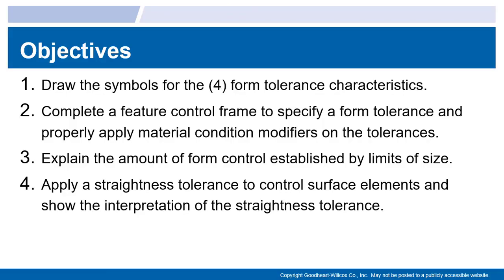So our objectives for this lesson are: Number one, draw the four symbols for form tolerances. There are four form tolerances we're going to talk about. Number two, complete a feature control frame to specify a form tolerance and to properly apply material condition modifiers on those tolerances. Number three, explain the amount of form control established by limits of size. Number four, apply a straightness tolerance to control surface elements and show the interpretation of the straightness tolerance.